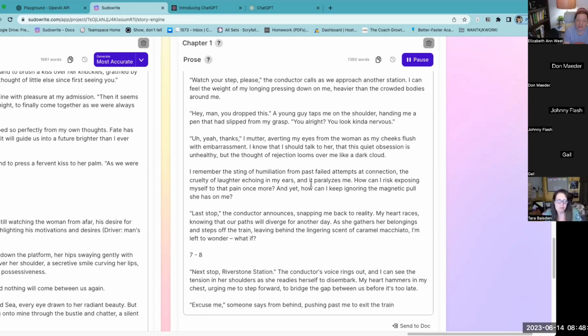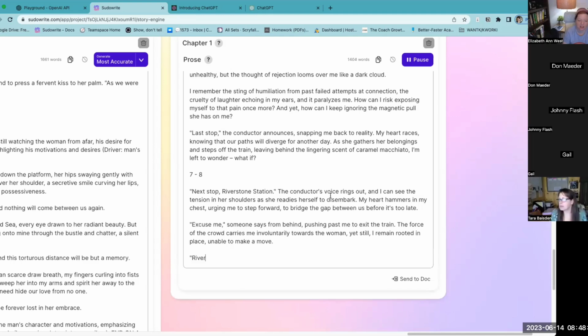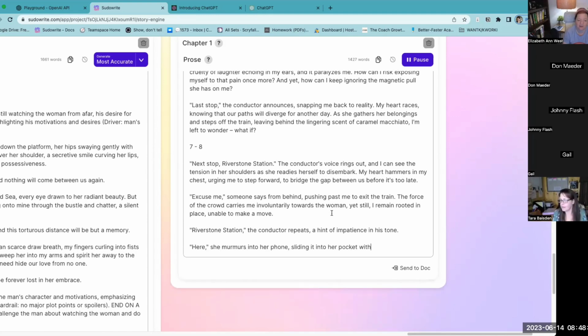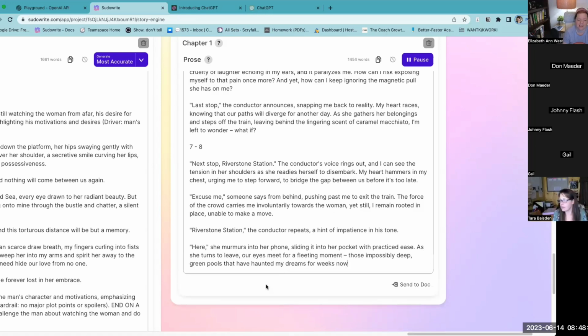Next stop, Riverstone Station. Excuse me, someone says from behind, pushing past me to exit the train. Riverstone Station, the conductor repeats. Here, she murmurs into her phone, sliding it into her pocket with practiced ease.